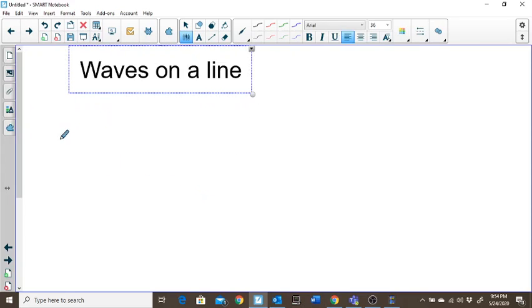Waves on a line. So when we're dealing with waves, and we're going to come back to the repeated motion of a pendulum, where are we going? Pulse wave. So we're dealing with waves on a line. So that line might be like a spring, a string, a cable.